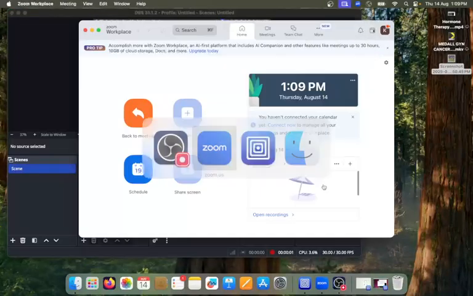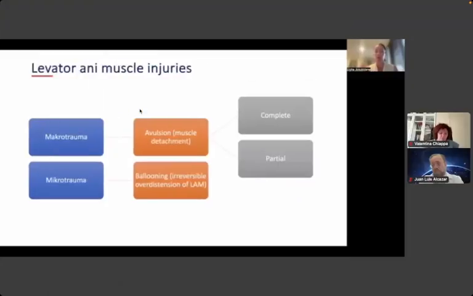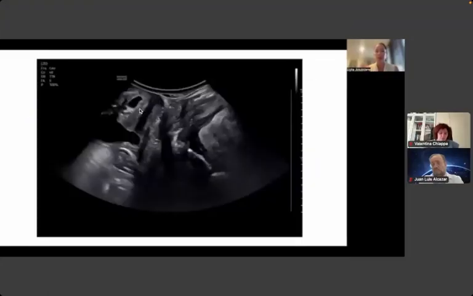Over-distension of levator ani muscle fibers, which we call ballooning. When we do the ultrasound assessment of the levator ani muscle, we always start at the mid-sagittal view. Here you see the ultrasound image of the transperineal ultrasound probe being placed to the perineum, where we can see the symphysis pubis, the urethra, the vagina, the rectum, the levator ani muscle, and the urinary bladder.